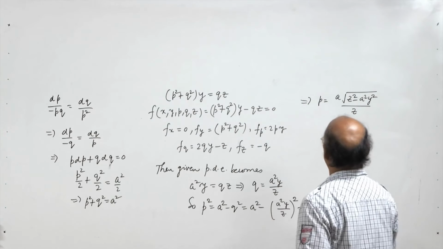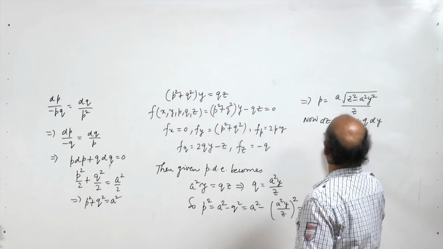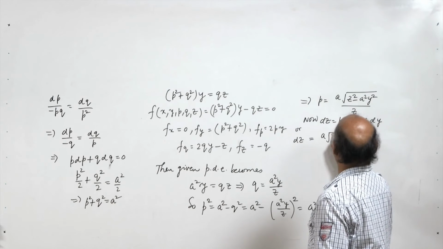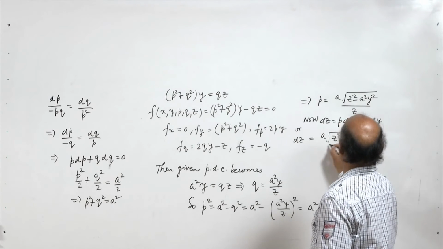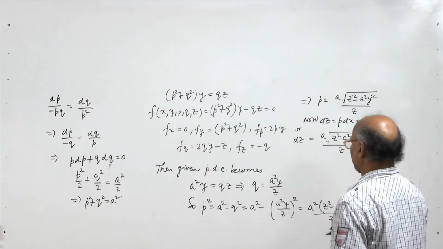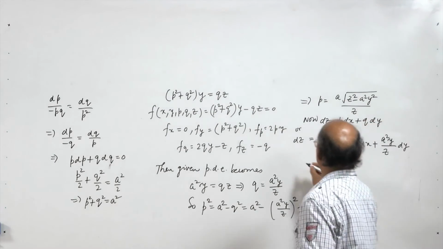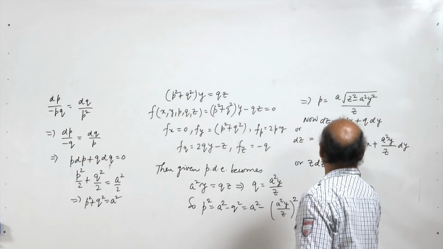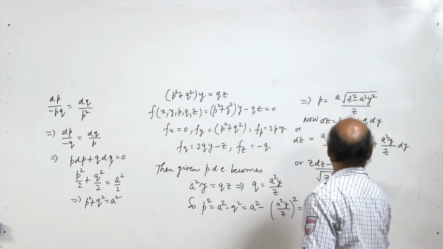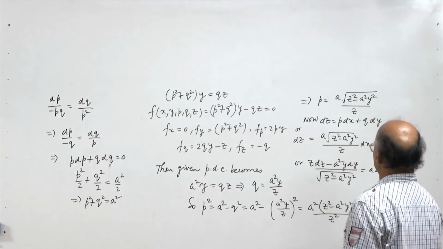Now dz equal to p dx plus q dy. So this is dz equal to p dx, that is a under root (z square minus a square y square) divided by z, dx, plus q, which is a square y over z, dy. So z dz minus a square y dy, over under root (z square minus a square y square), equal to a dx. Now it is easy to integrate.